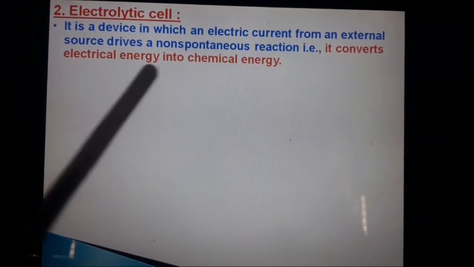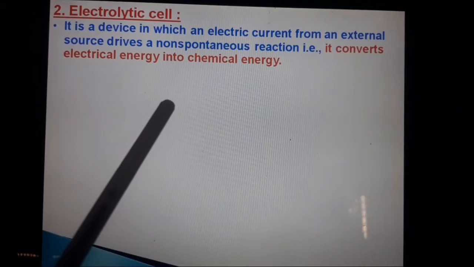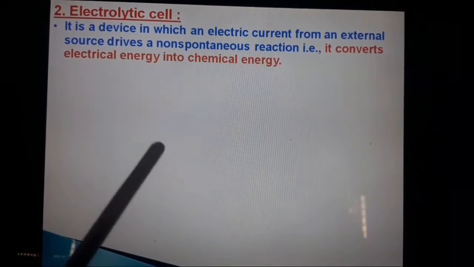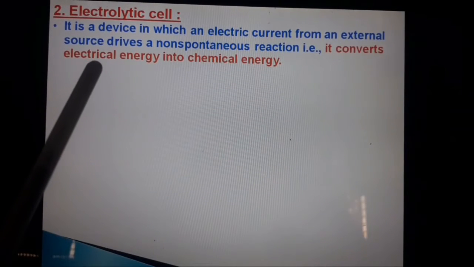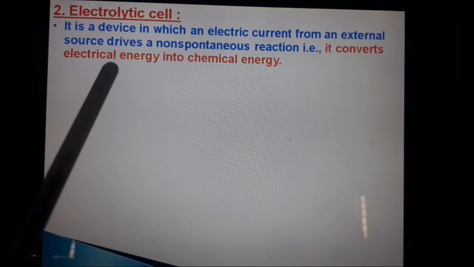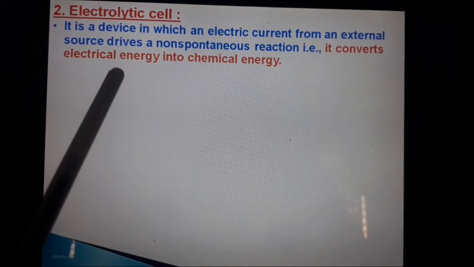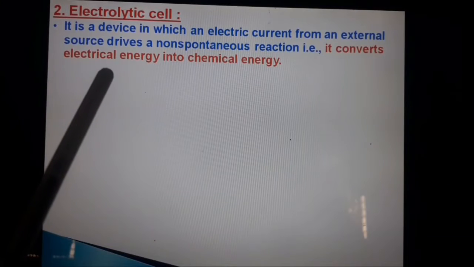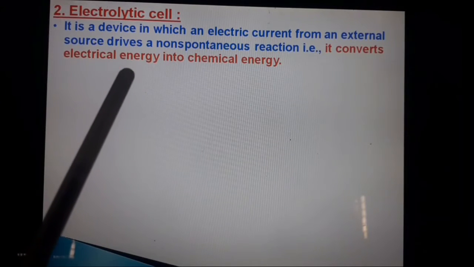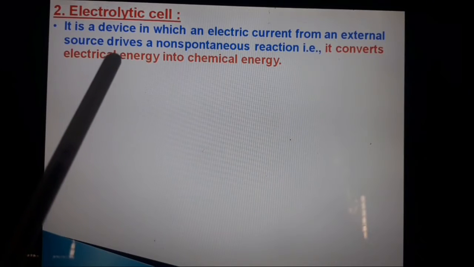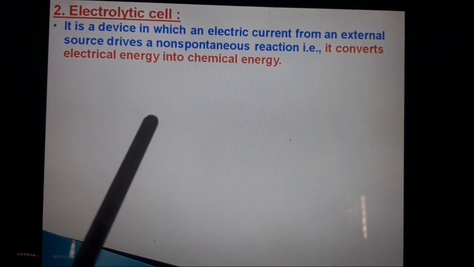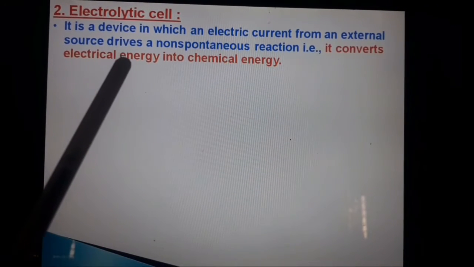Next, the electrolytic cell. It converts electrical energy to chemical energy. We pass electrical energy and it is converted to chemical energy. This is a non-spontaneous reaction; non-spontaneous means it will work only if current is there. An electric current from an external source is passed through the solution, converting electric energy to chemical energy. This is the principle of the electrolytic cell.